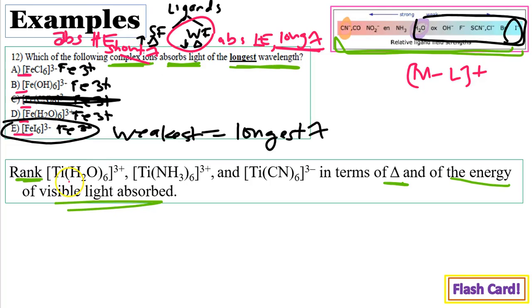Here they want you to rank each of these three complexes in terms of crystal field splitting and the energy of visible light absorbed. So when I think of ranking, I just think of ranking them from the largest crystal field splitting to the smallest. I'm going to say, okay, rank from largest to smallest.